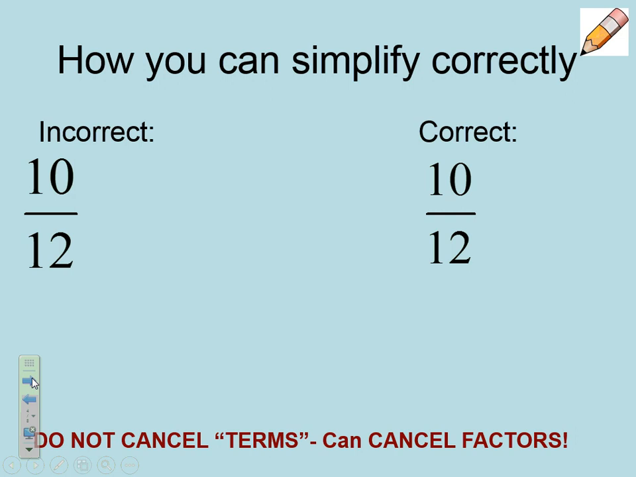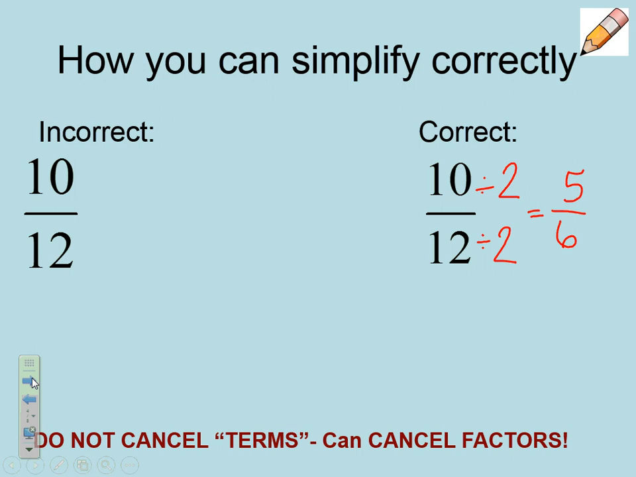Like 10 over 12. If I was going to simplify that fraction, what would that simplify to? Well, be careful. This idea of simplifying a fraction means that we're going to divide the same thing out of the top and the bottom of that fraction. So 10 and 12 both divide by the number 2. And then we end up with 5 over 6.